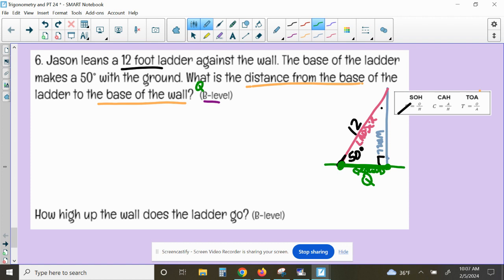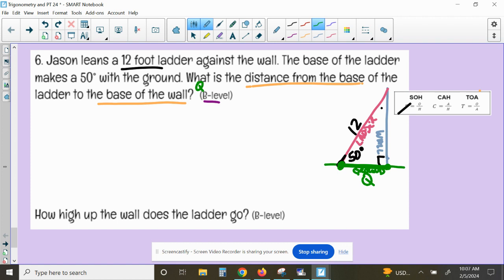Okay, so now we have our picture. That takes us out of the C level and up to the B level by drawing this picture. Now I've got to do the rest of it. Just like we did all the other problems, what's the first thing I'm going to do? Yeah, I've got to circle the angle and label my parts. So go ahead, circle your angle.